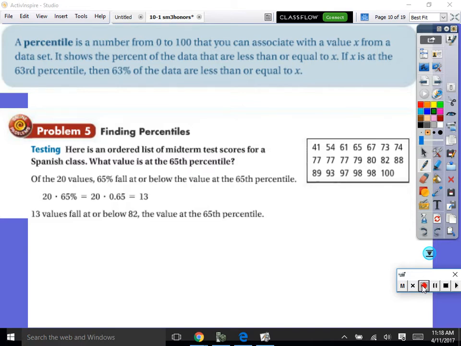At or below it. So if it's at the 100th percentile, that would be the largest value because 100% of the data will fall below or at that value. I don't really know how to simplify it.